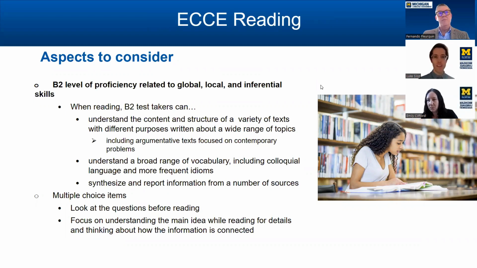According to the CEFR scale, B2 people in general should be able to understand the content and structure of a variety of texts that are written with different purposes and are about a wide range of topics. Those can include argumentative texts that are focused on contemporary problems. So we'll be looking at some examples today of various genres of text that focus on problems that people are dealing with in modern times.